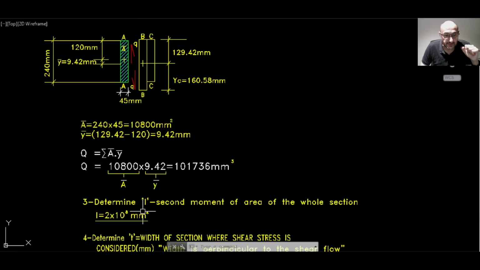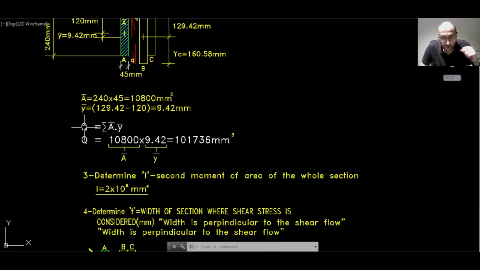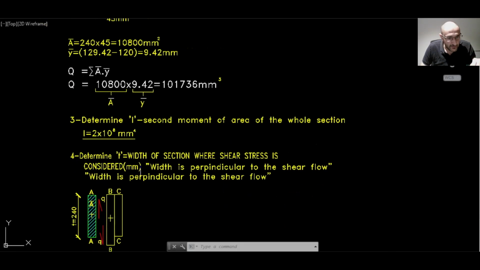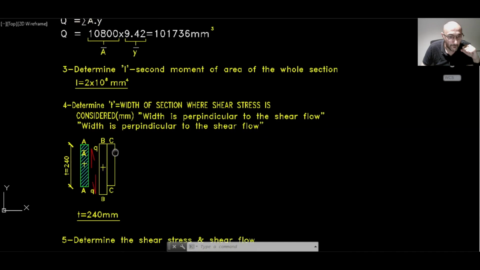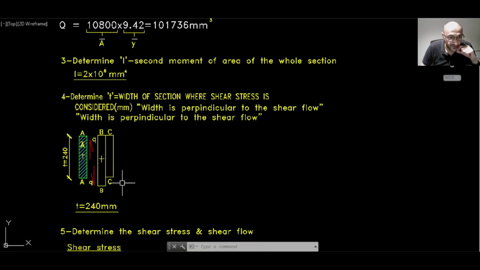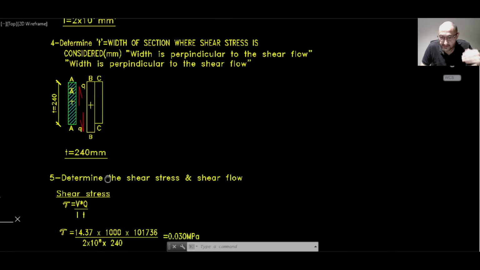The third step is to determine the second moment of area of the whole section of the three elements together, and that will be 2 times 10 to the power 8 millimeters to the power 4. And then the fourth step is to determine the width t of the section where shear stress is considered, and again the width is perpendicular to the direction of the shear flow. So in this case the width is 240 millimeters.